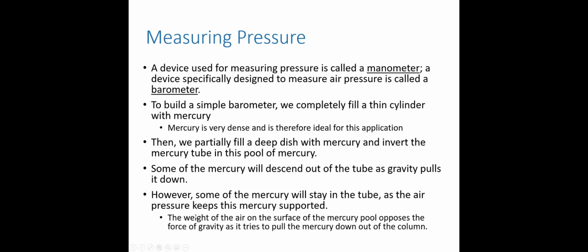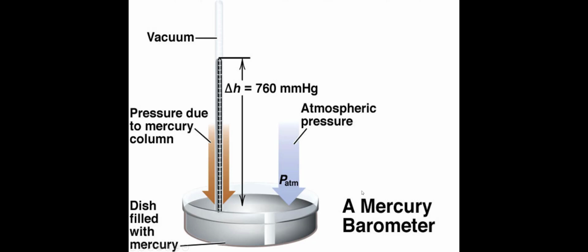Essentially, it's the pressure of the air down on the surface of the mercury pool that keeps the mercury from falling out. And you can demonstrate this effect very easily at home just with your sink by taking a glass and filling it with water, turning it upside down under the water, and you'll see that the water stays up. It's all owing to air pressure.